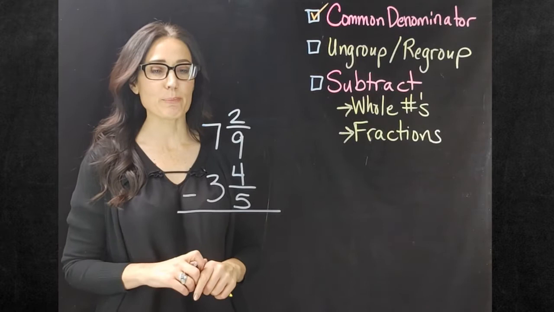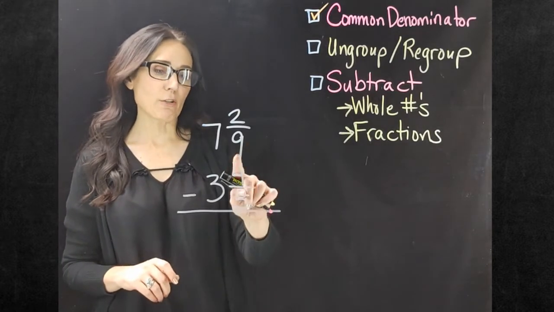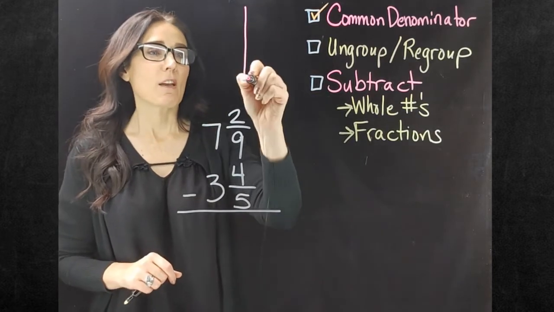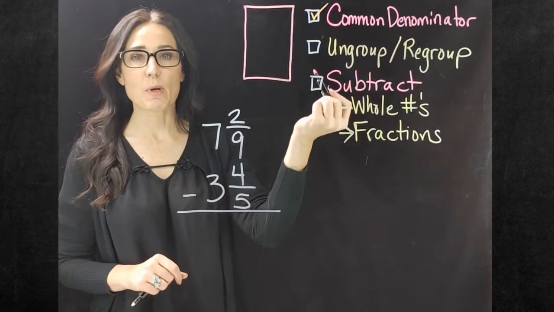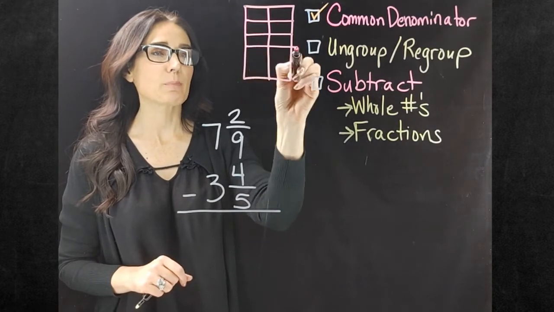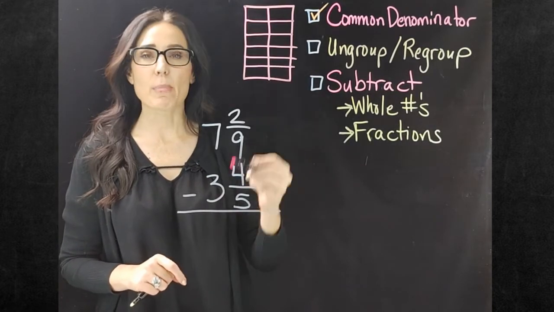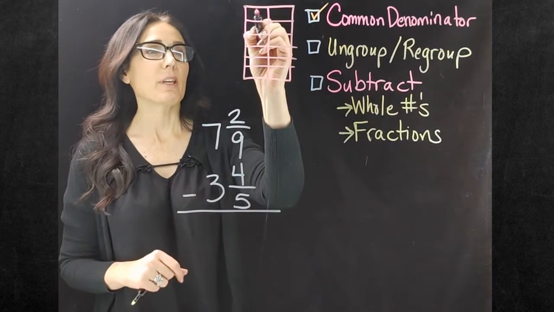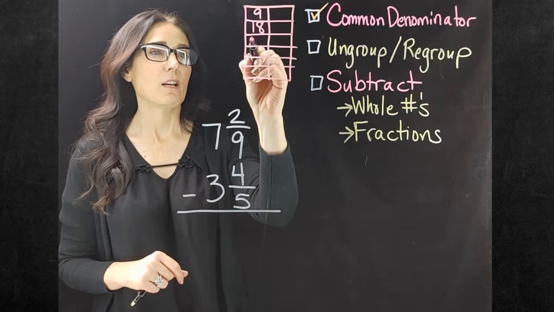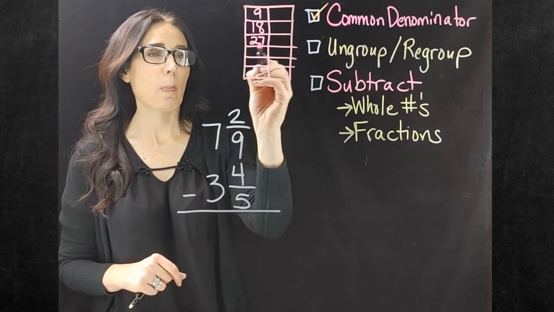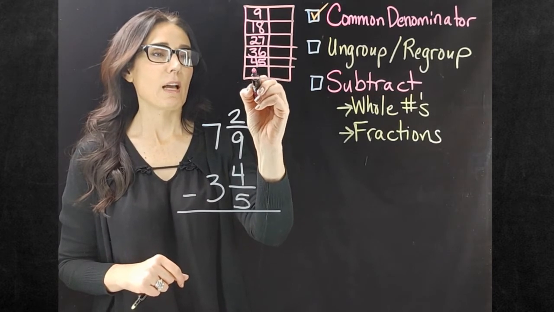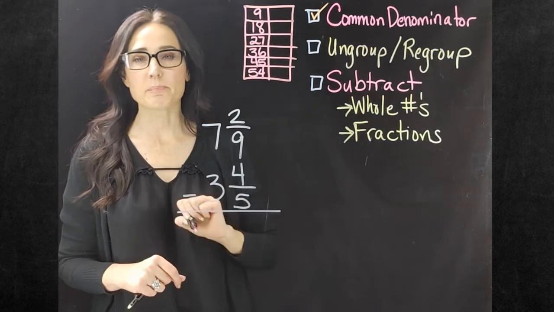So let's get started. I do notice I have denominators of 4 and 9, and I'm going to create a table to help me find my least common multiple, so I can use that for my least common denominator. To do this, I'm just going to count by nines to start with. So we've got 9, 18, 27, 36, 45, and we'll go to 54.